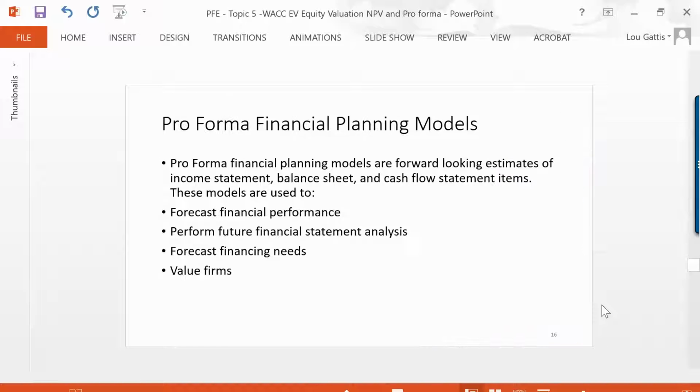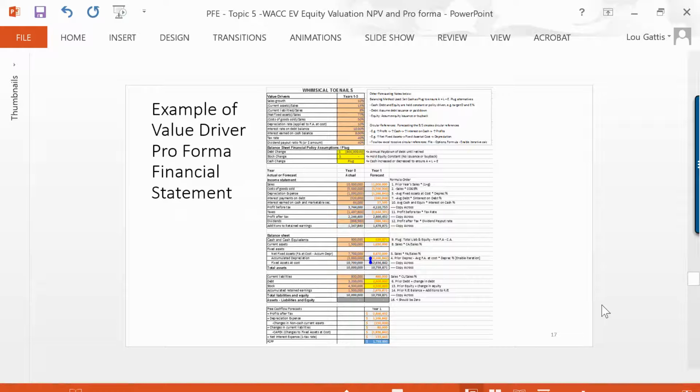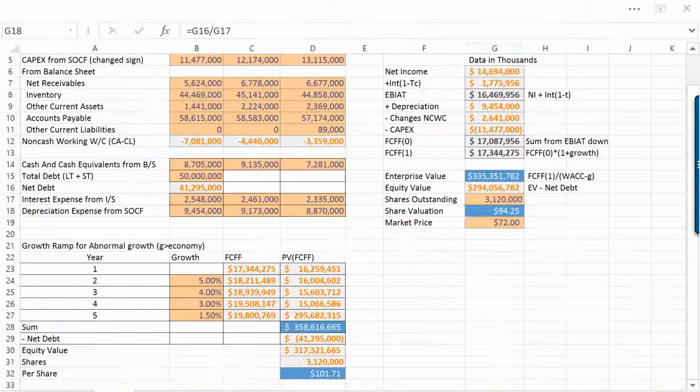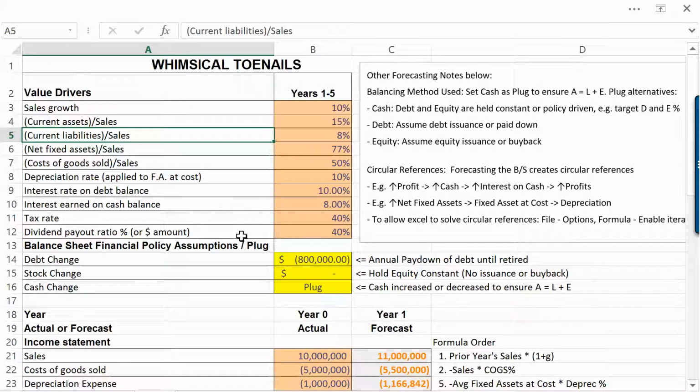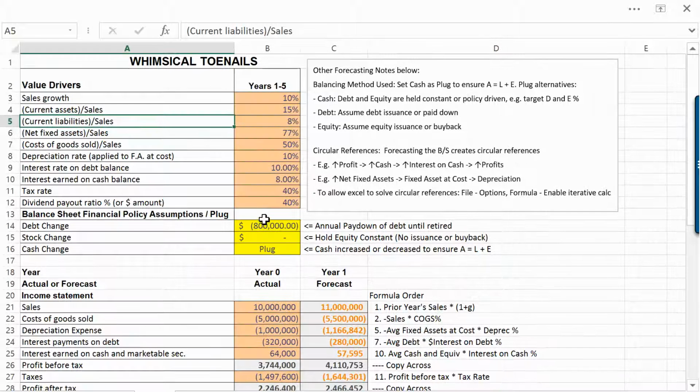And we'll just do one last thing, and that is looking at a pro forma financial planning model, and I'm just going to grab that model and look at it in Excel. So I wanted to show you this. It's a little bit different way of forecasting. This is an interesting model. This is from the textbook.